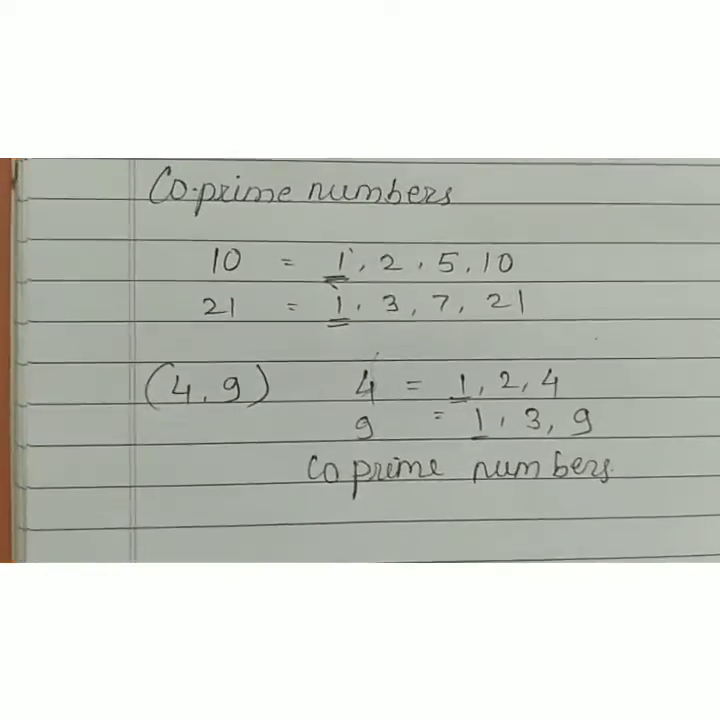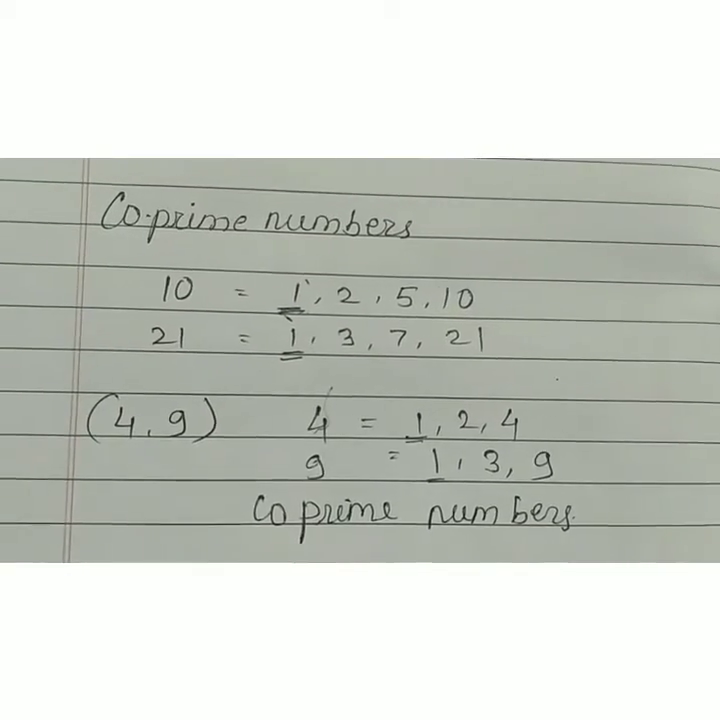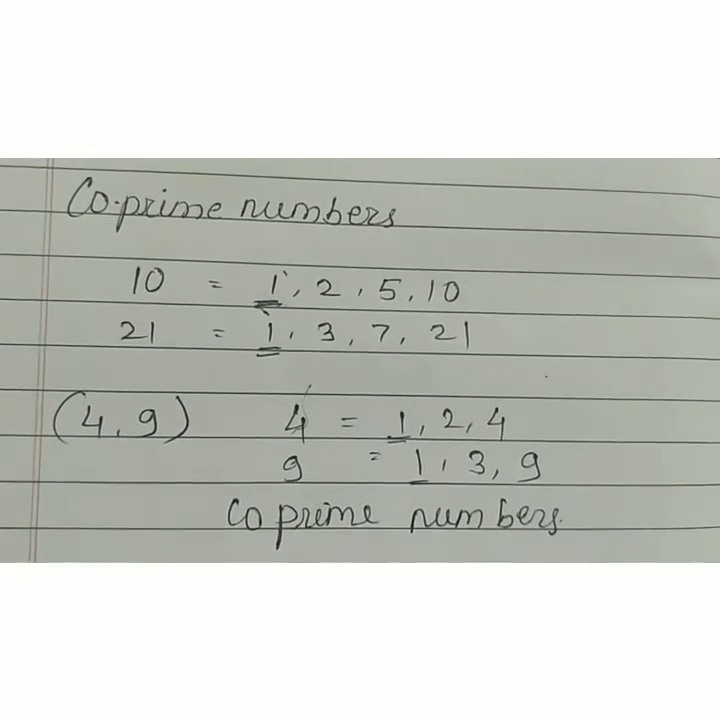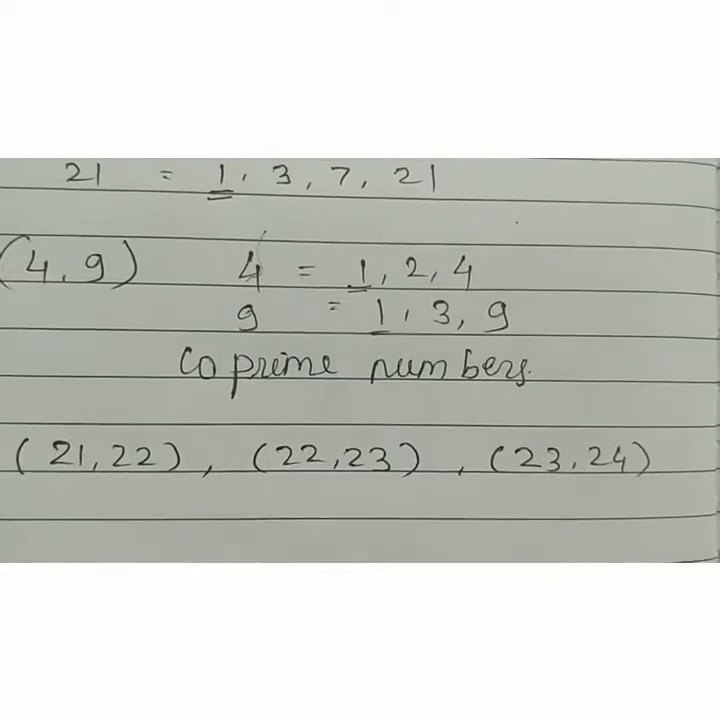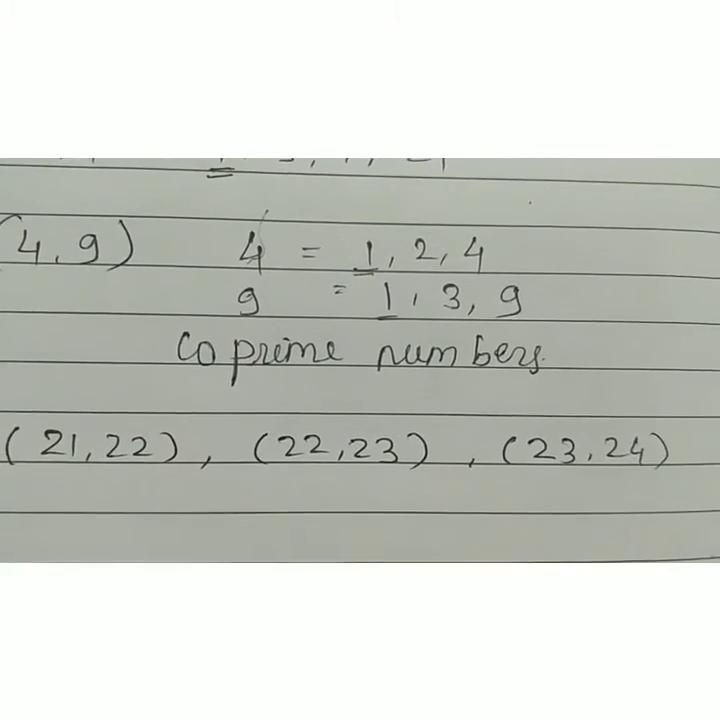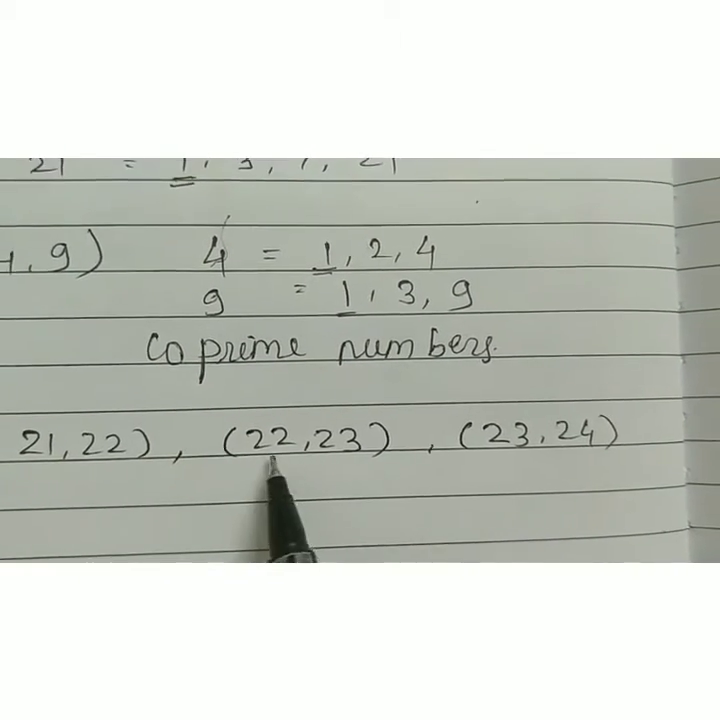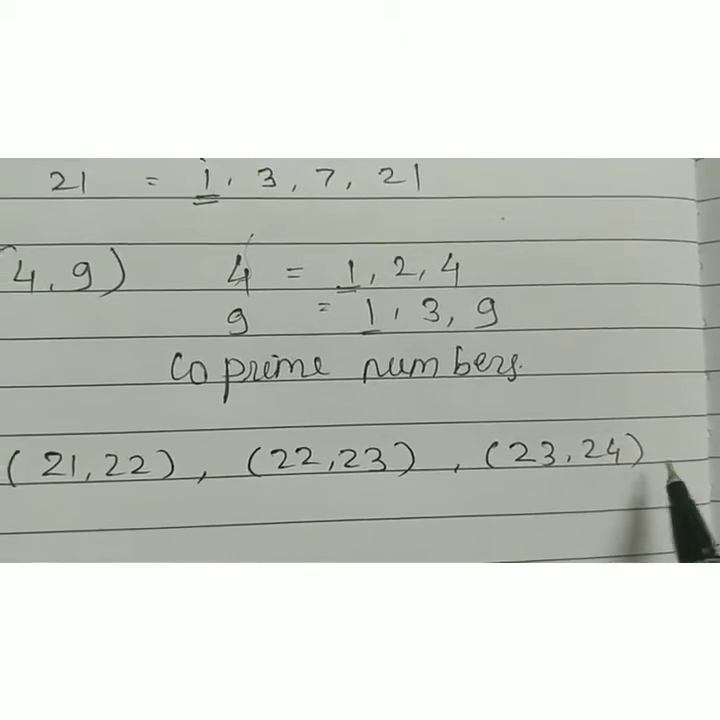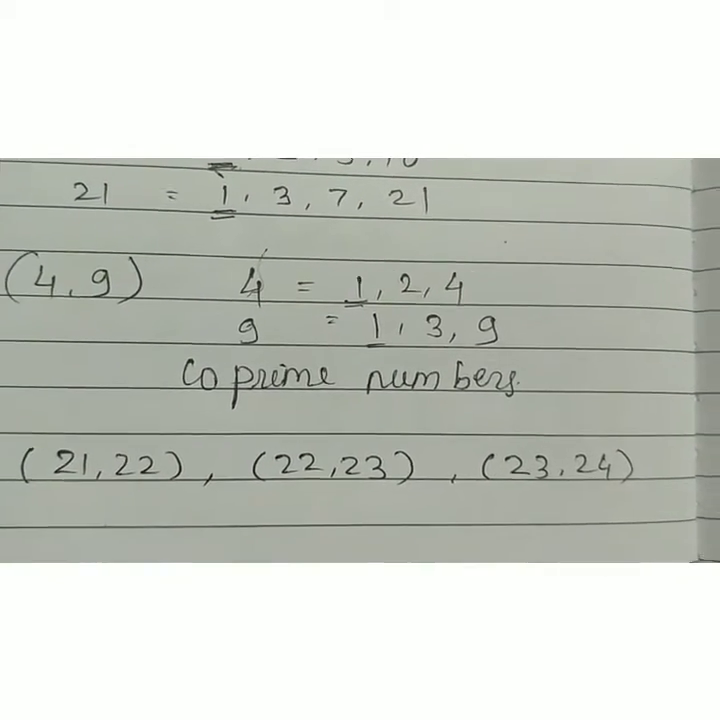Now I'm going to give you some homework. You can pause the video and take a screenshot, and you are going to check if the numbers are co-prime or not. So you will check if 21 and 22 are co-prime, and the other pairs as well. You will check it and let me know.